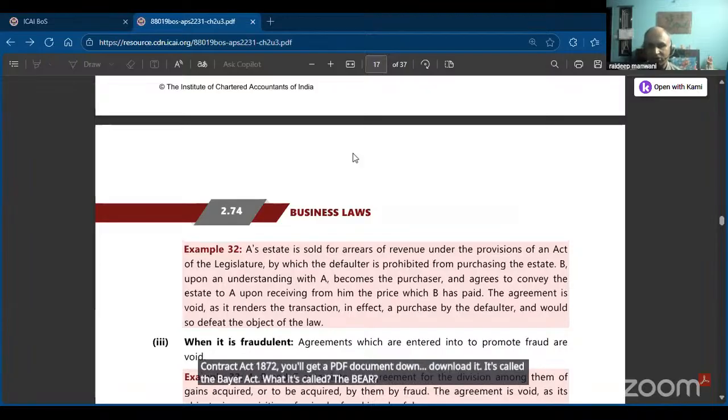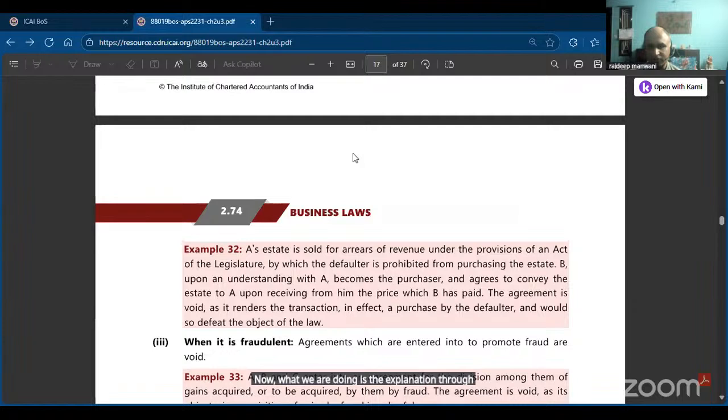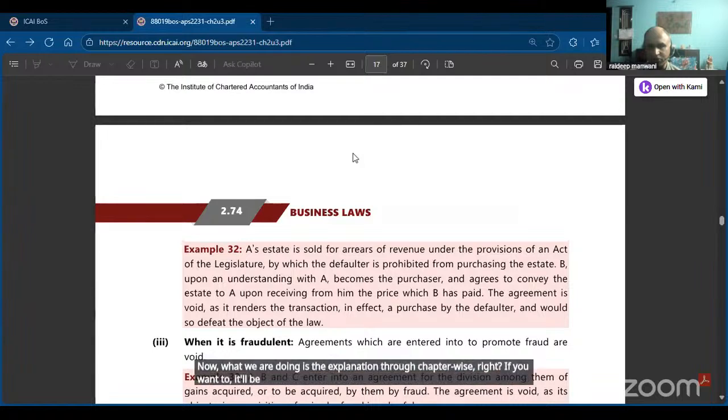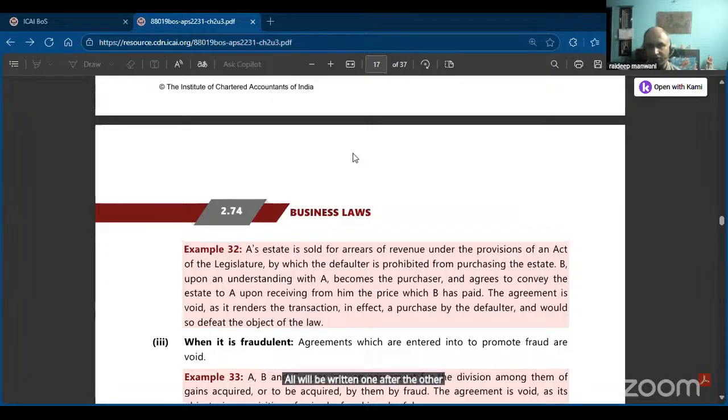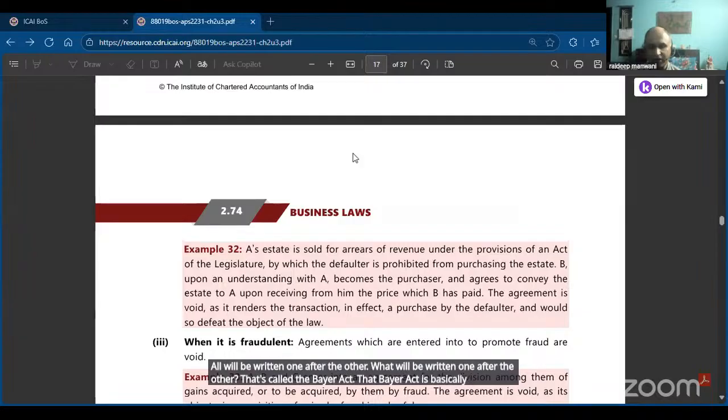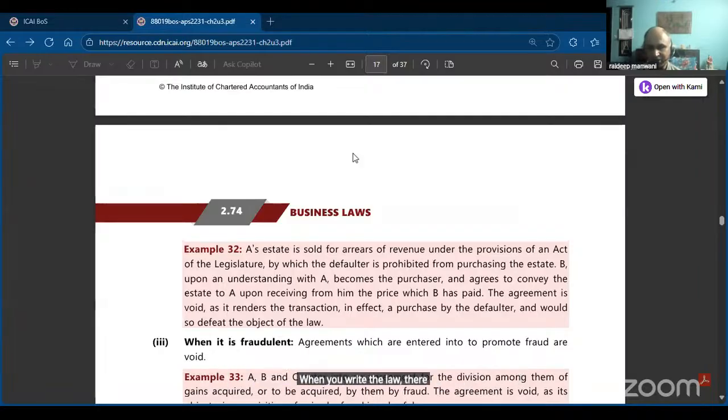Now what we are doing is the explanation chapter-wise, right? In the Bare Act it will be written section 1, section 2, up to however many sections there are, all written one after the other. That Bare Act is basically the law in letter. But when you write the law, there is an intention in writing the law.